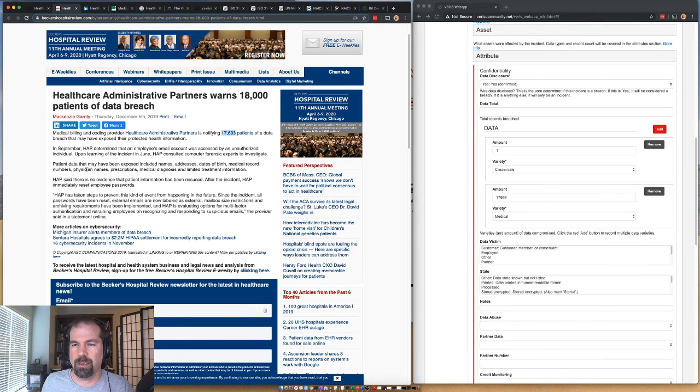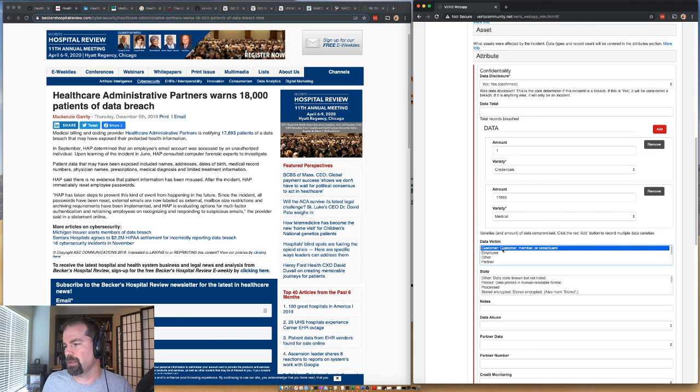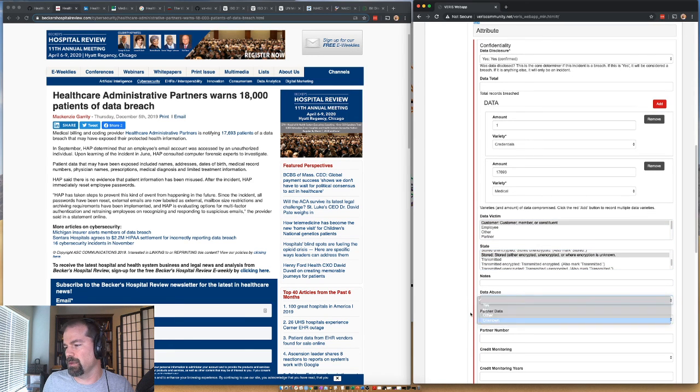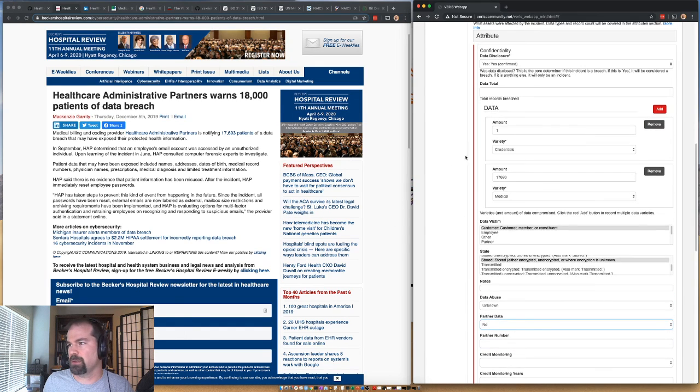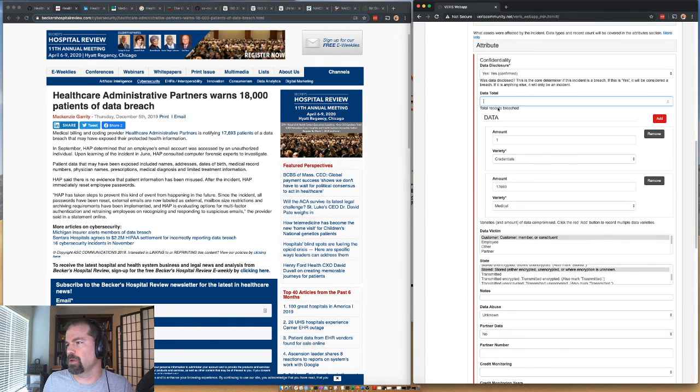And then does it say anything about names, addresses, date of birth? And normally if medical shows up, we use that to include personal data because medical data is just implicitly personal. So as customer member constituent data, it was stored. Data abuse is unknown. Partner data, no. We don't know anything about credit monitoring or such. And so data total, I had one here for the credentials.